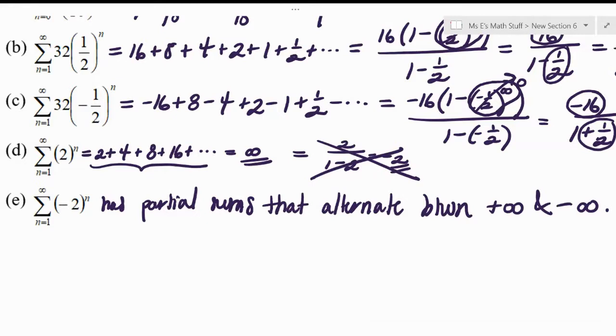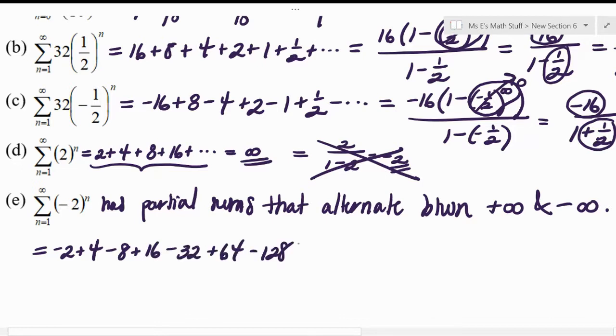So you would not want to use that formula. Instead, you'd want to fall back on just, if in doubt, expand it out. So the terms would have been -2 plus 4 minus 8 plus 16 minus 32 plus 64 minus 128, and keep going like that. And so for this one, if you do subtotals, you could see that as you keep adding in the next term, your terms are getting larger and larger in magnitude, but they're flip-flopping in signs, positive, negative, positive, negative. So that's why with part E, I said it has partial sums that alternate between positive and negative infinity.